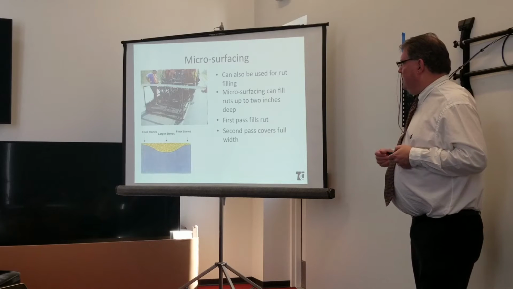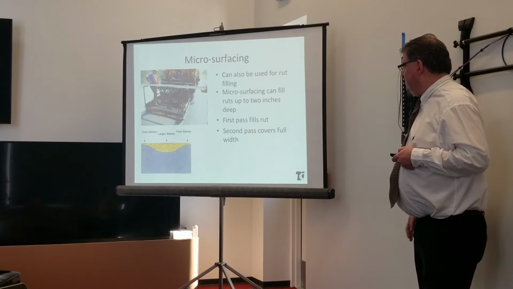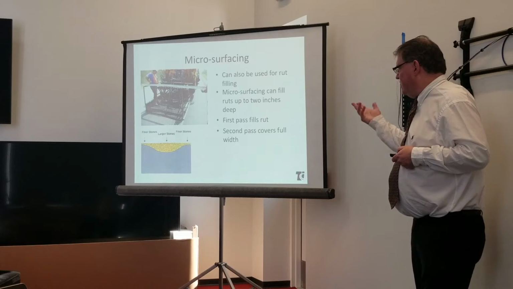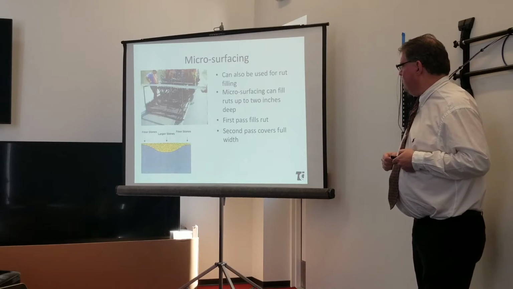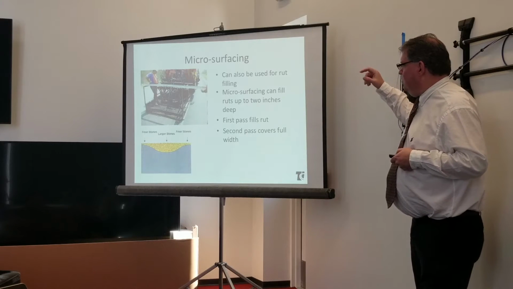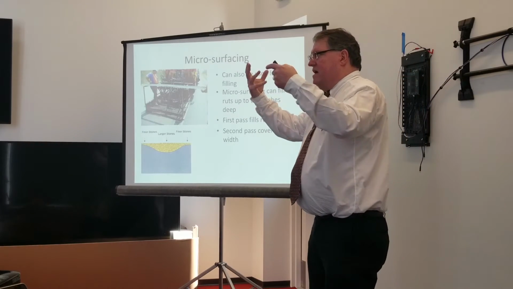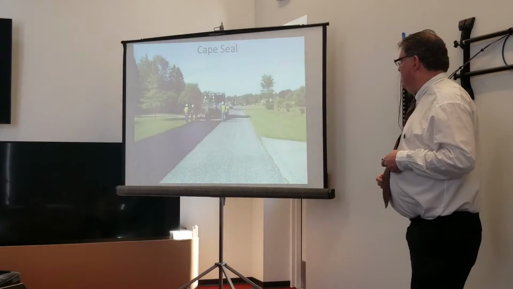We can use it to fill ruts, which is typically more of a county and state DOT concern than a city street concern, but we have these issues sometimes, especially at intersections where we have a lot of trucks. So we can put multiple layers in a rut and build this material up, which we can't really do with the slurry, because the slurry needs to have that evaporation of the water out.